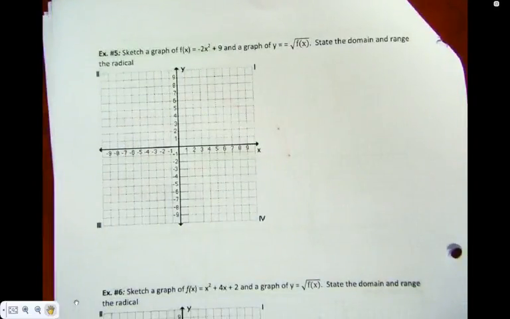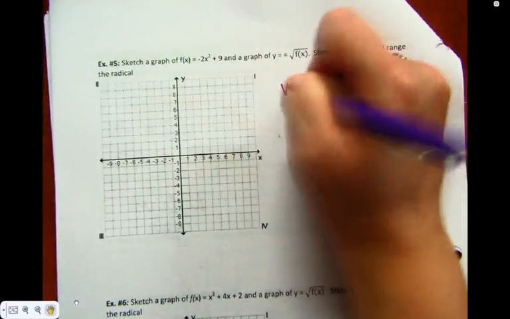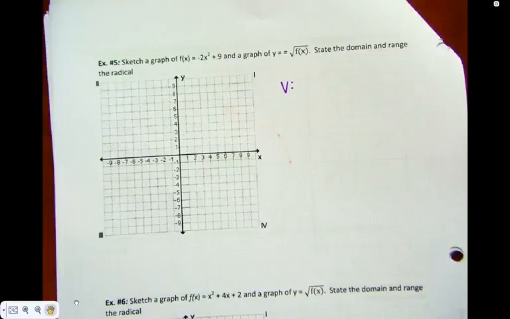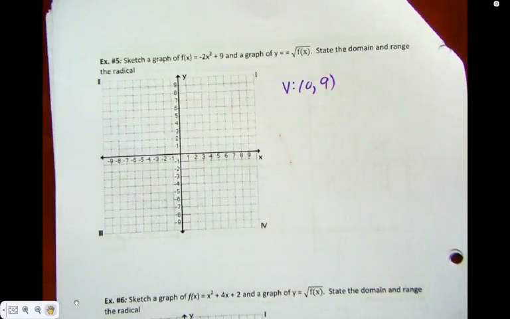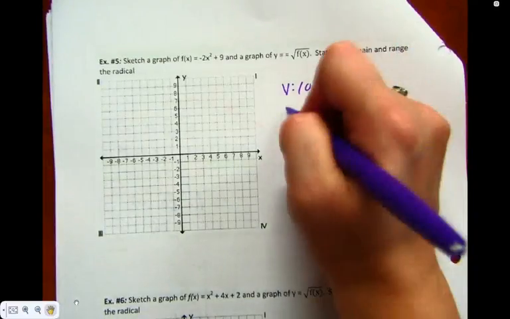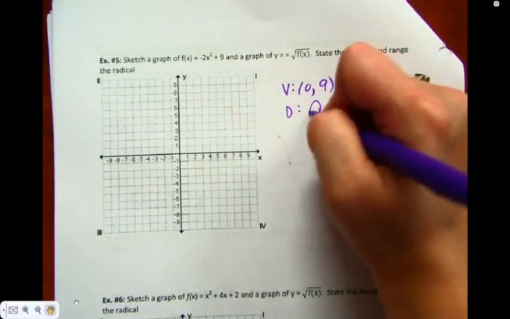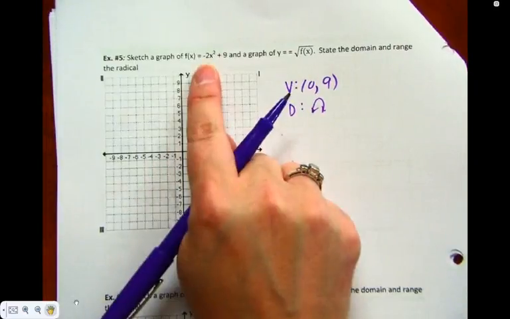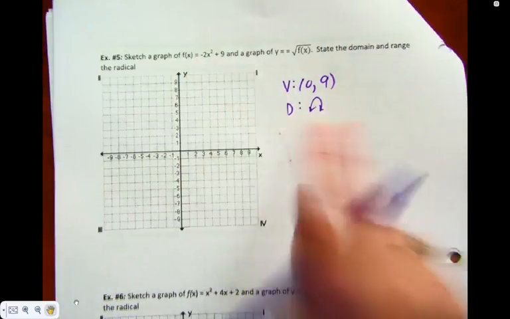Just more practice with the parabolas. So now we're going to do negative 2x squared plus 9. Vertex. I heard a really quiet 0, 9. Direction. Why is it down? And we now know what is that negative in terms of transformations. Why is it flipping it down? It's a vertical reflection. That's why the direction changed last year.